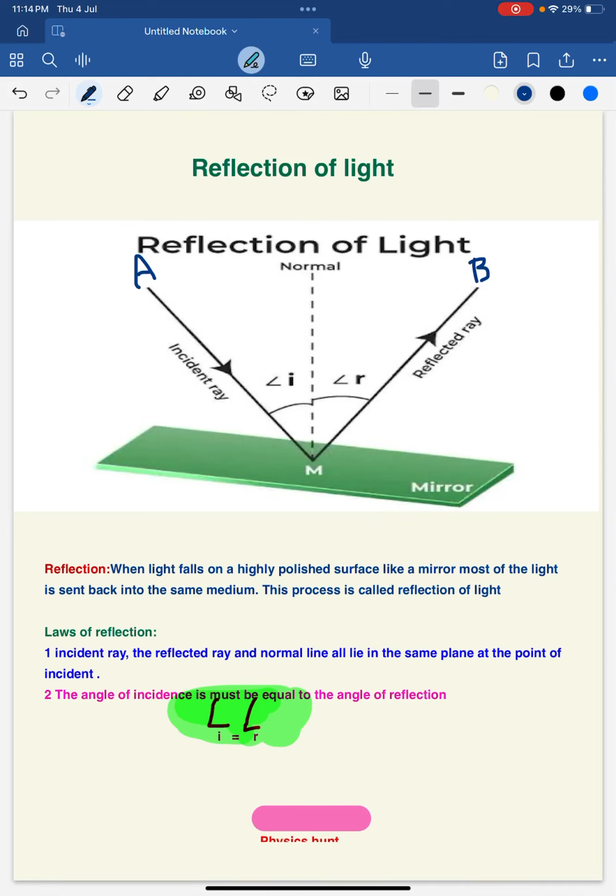In this video, I'm going to discuss reflection of light. Okay, so look at this diagram here. We have a plain polished mirror. So this is the plain polished mirror.